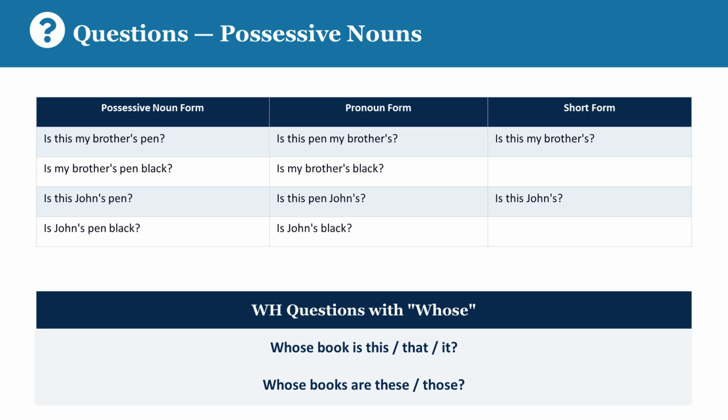Is this John's pen? Is this pen John's? Is this John's? Is John's pen black? Is John's black? Finally, let us learn about WH questions using the word whose. Whose is used to ask about ownership.